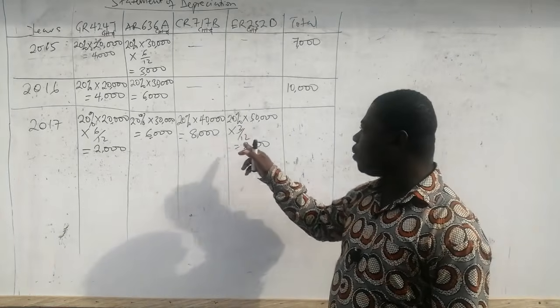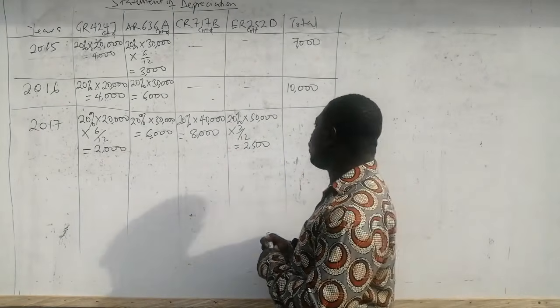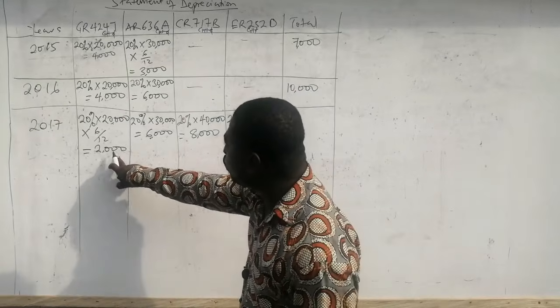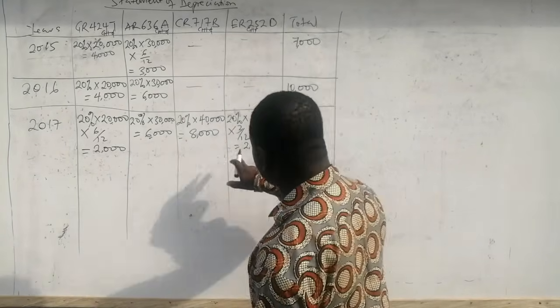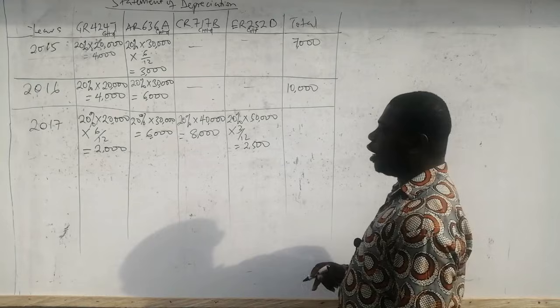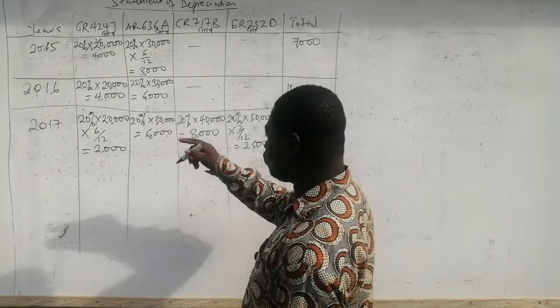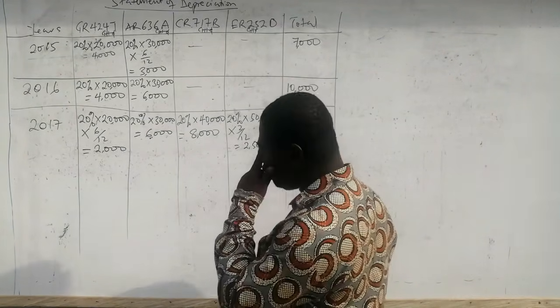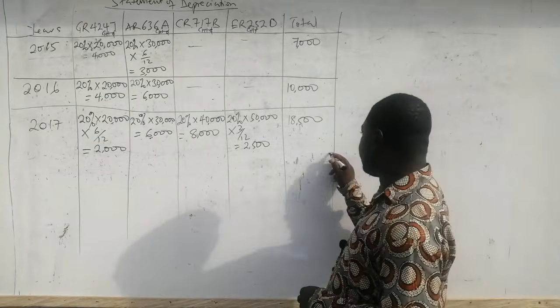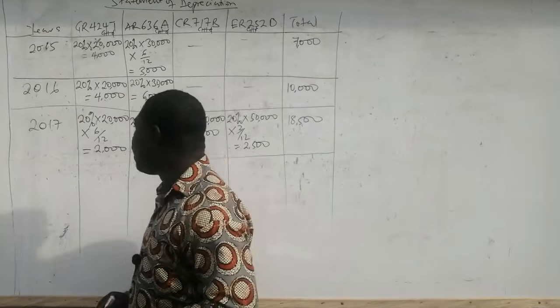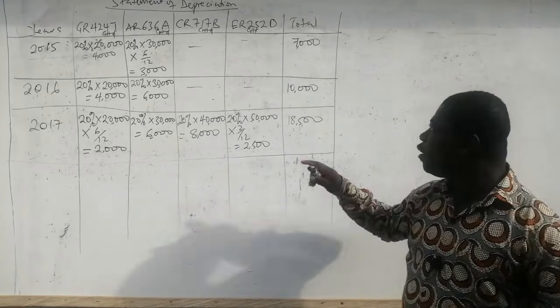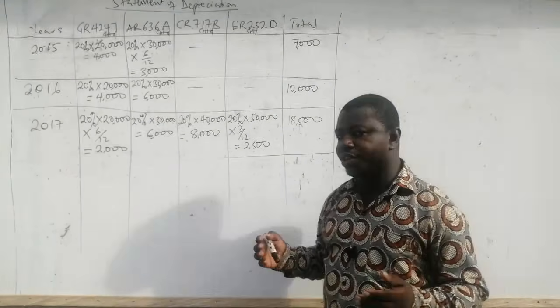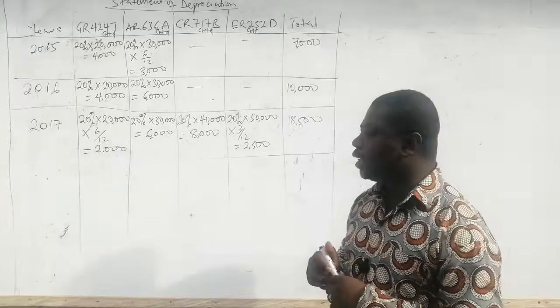That is when we apply the fraction, and then we are going to get a total depreciation of 2,000 plus 6,000 plus 8,000 plus 2,500, and that is going to give us 18,500. Okay, so 18,500 Ghana cedi becomes our total depreciation charge for 2017. Interesting, right? But I'm sure you are understanding me well.